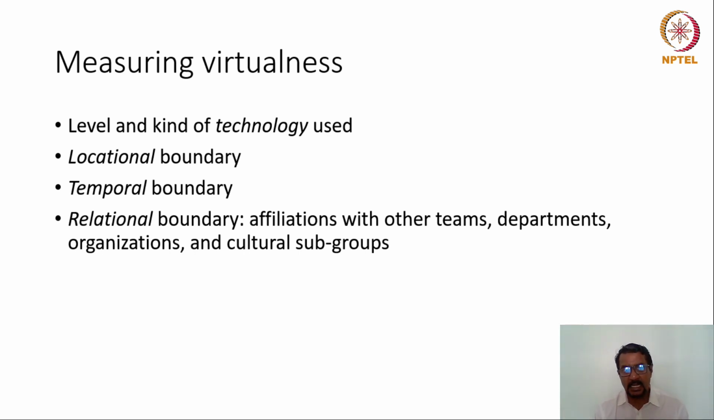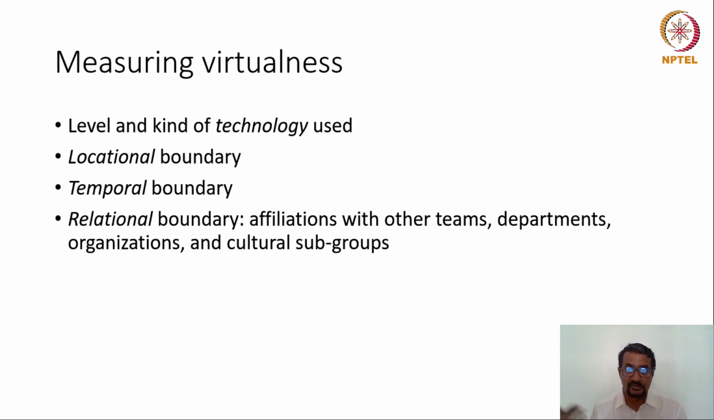Okay, India and China, or India and Japan. Take Singapore and India: the time zone differences may not be very large. If there are very clear boundaries or distinctions in terms of time differences, then it means a high level of virtualness. Similarly, if locational differences are very distinct, then we can call it a high level of virtualness.